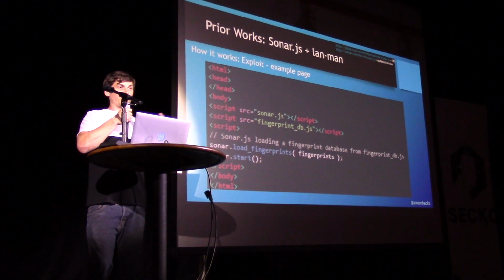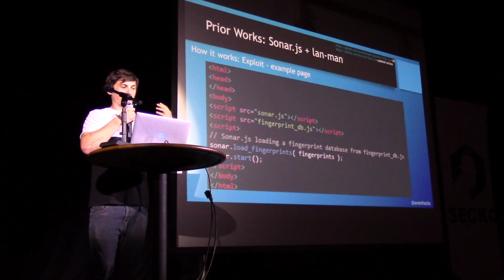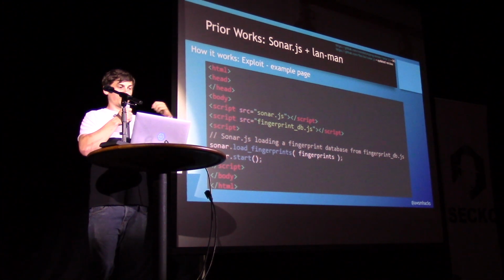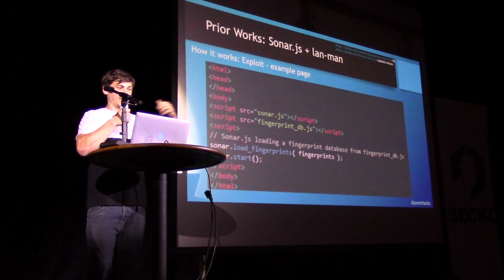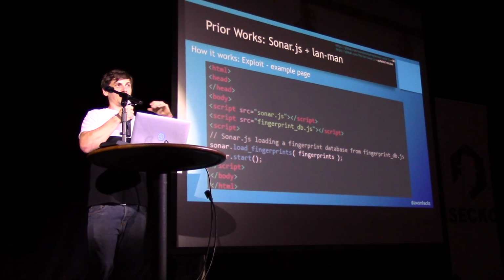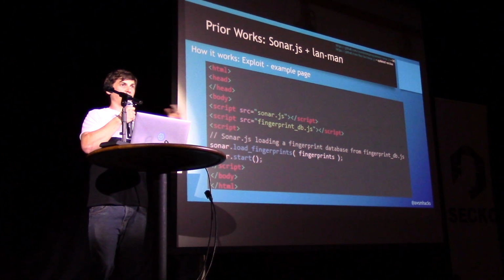So the actual exploit page is pretty simple. You have to import the Sonar.js script and the fingerprint database script, and then you just start, and then it just runs. As long as the people are on the page, it'll be scanning their /24, trying to identify all these different resources.